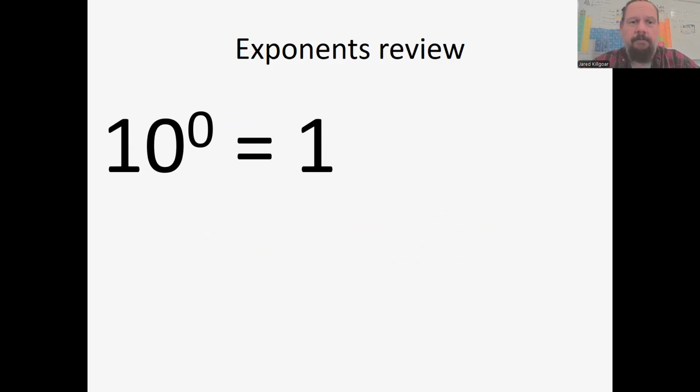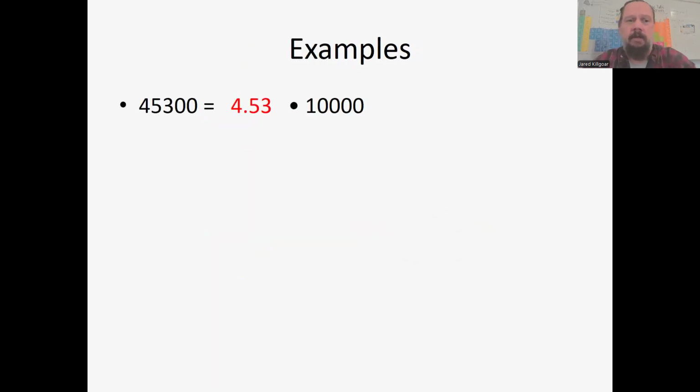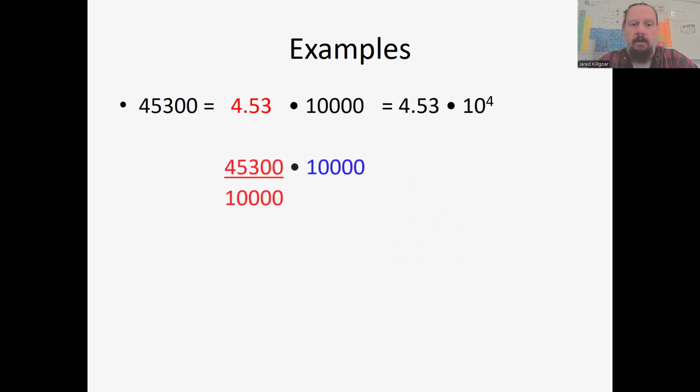All right, so moving on. Let's do a couple examples here. So 45,300, well, to put that number between 1 and 10, we move the decimal point between the 4 and the 5. So we get 4.53. To get that number equal, we multiply it by 10,000. So that's 4.53 times 10 to the 4.